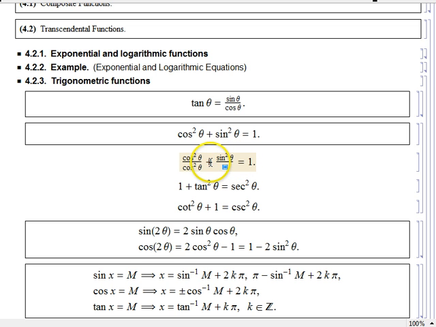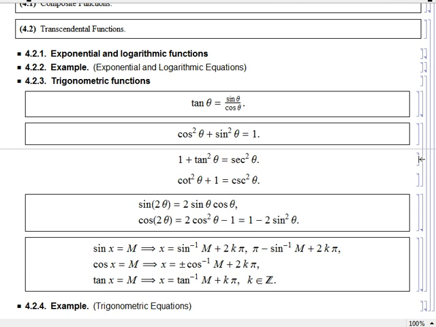Divide by cosine squared. And then divide this one too by cosine squared. And then simplify. Cosine over cosine, that's 1. Sine over cosine, that's tangent. So we have tangent squared here. 1 over cosine, that's secant. So what do we have? We were able to deduce the second identity from the first one.